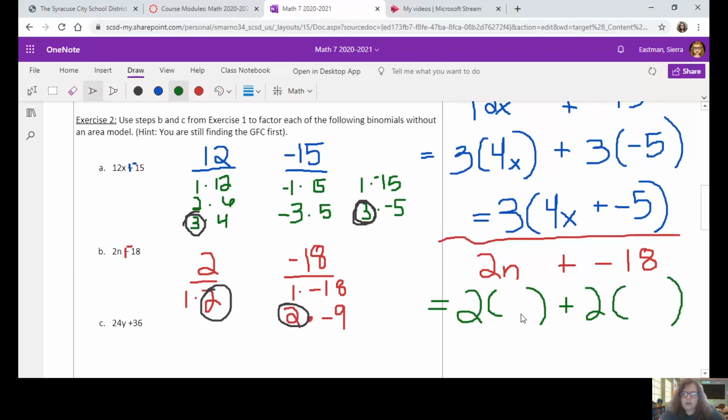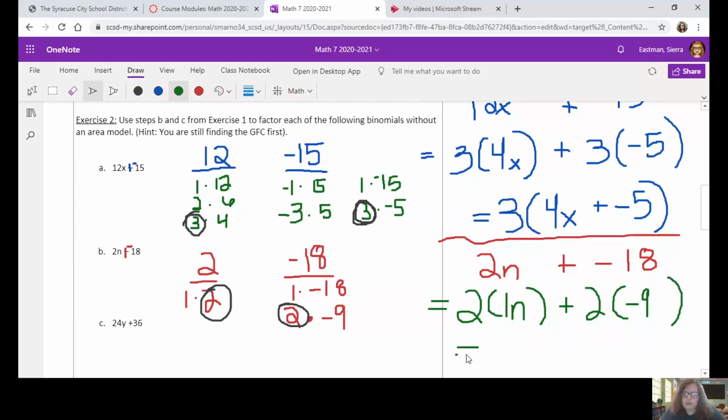We figure out what the other term is needed to get to 2n, and we could say that's 1n. Then we have to figure out what term we need to multiply to get to a negative 18, and we can say that's our negative 9.